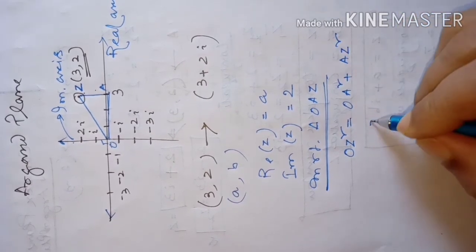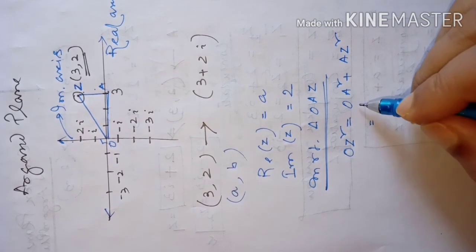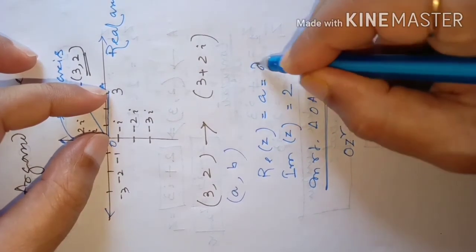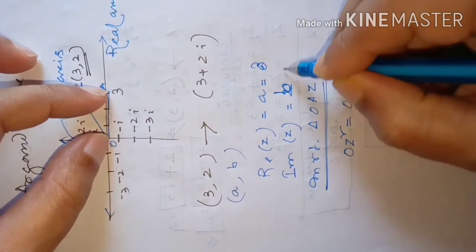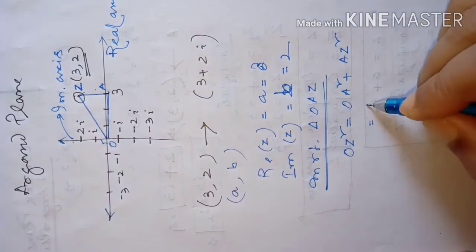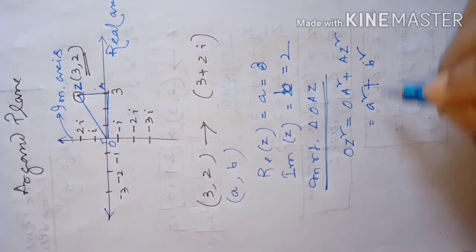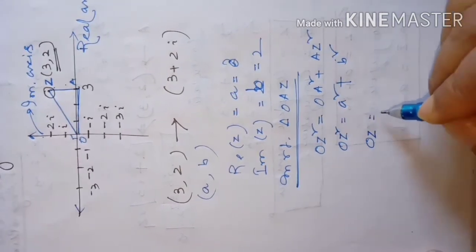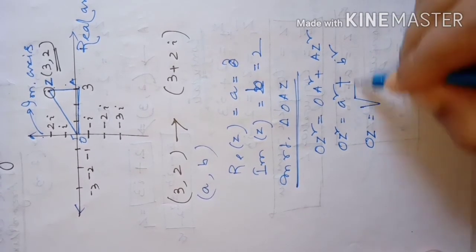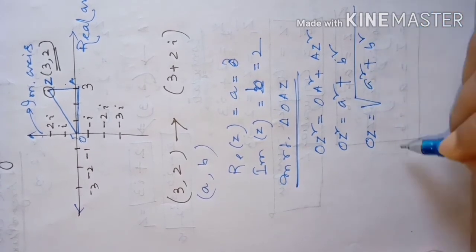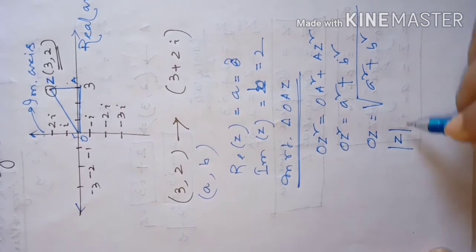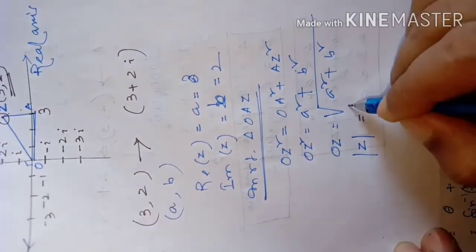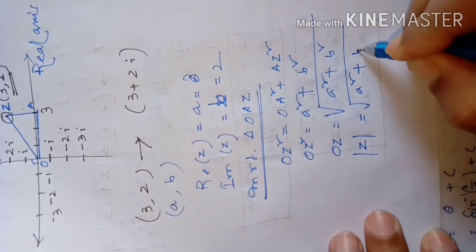So OZ square is equal to OA, which is 3, or by symbol we say a, and AZ by symbol is b. So we can write a square plus b square. Taking the square root, OZ is equal to the square root of a square plus b square. That is the absolute value of z, which we denote by the absolute value sign. So modulus of z is nothing but the distance of the complex number from the origin.